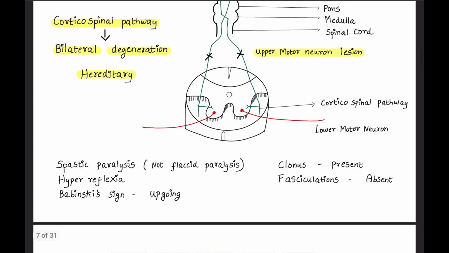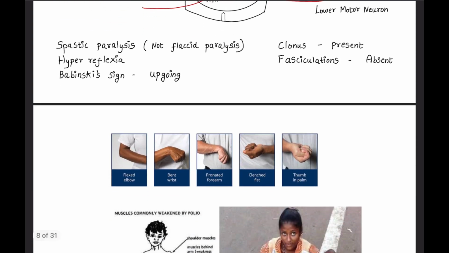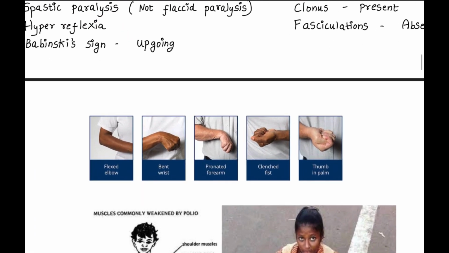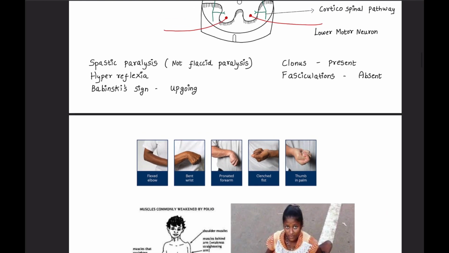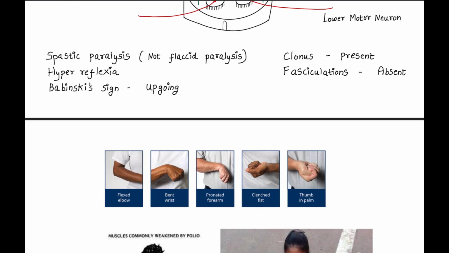Now, what is this spastic paralysis? Spastic paralysis means that after a paralytic attack, the patient has high stiffness or high tension in the muscles of any of the limbs. As you can see in the picture, the patient has a flexed elbow, bent wrist, pronated forearm, clenched fist, and thumb in palm. So this is a spastic paralysis.